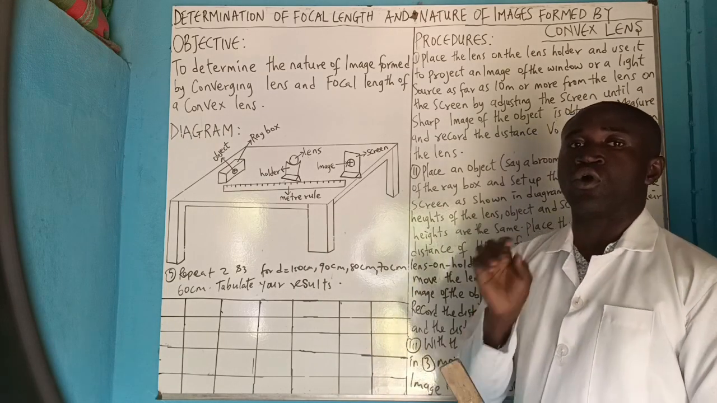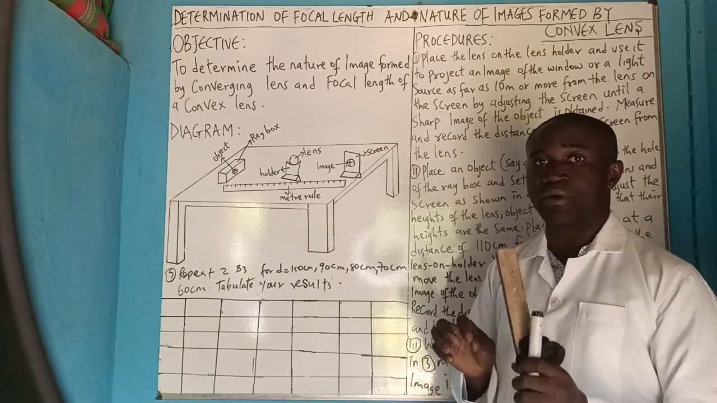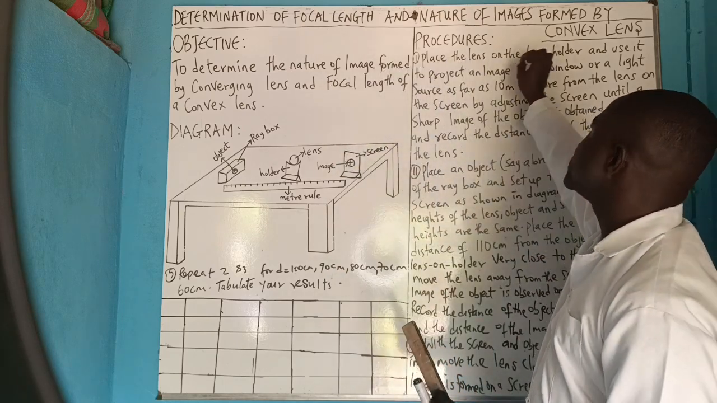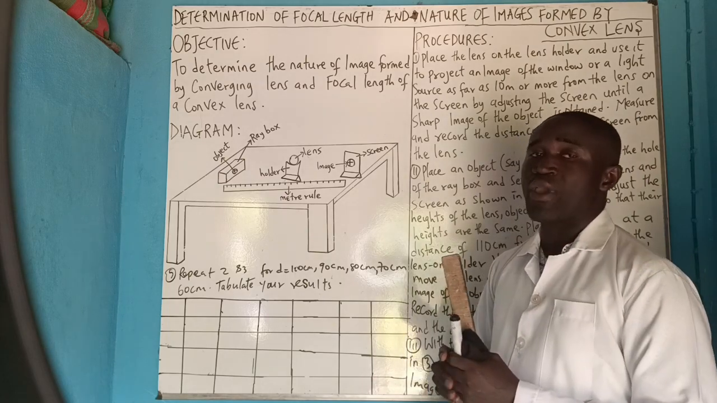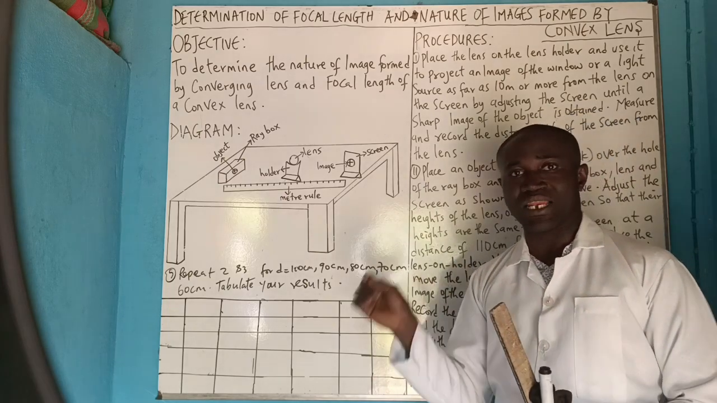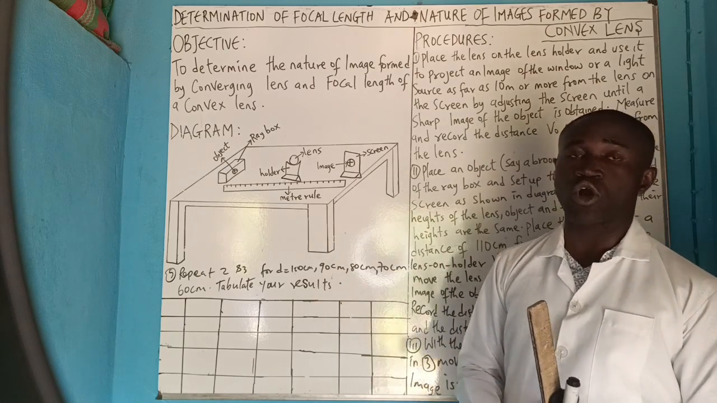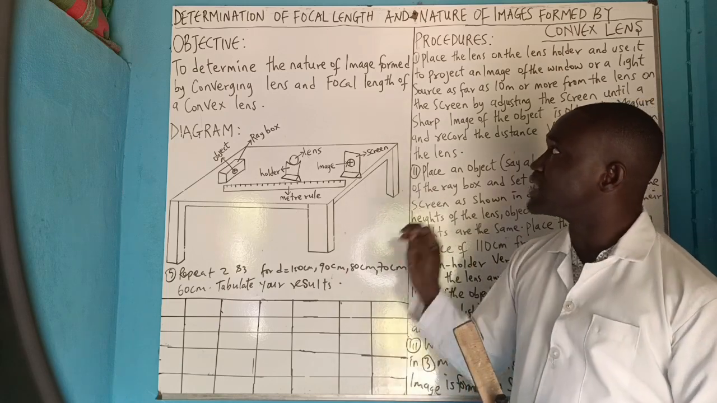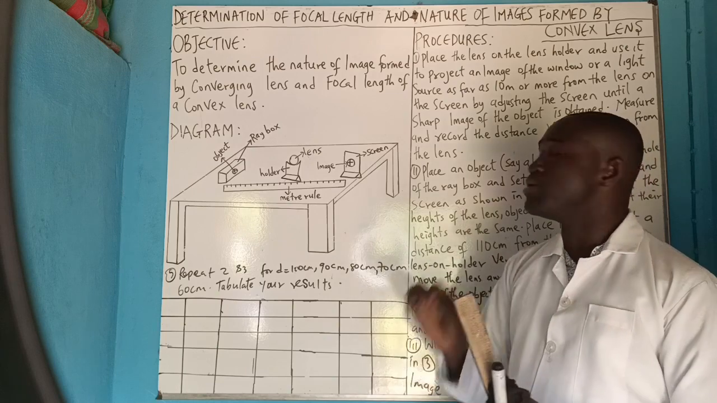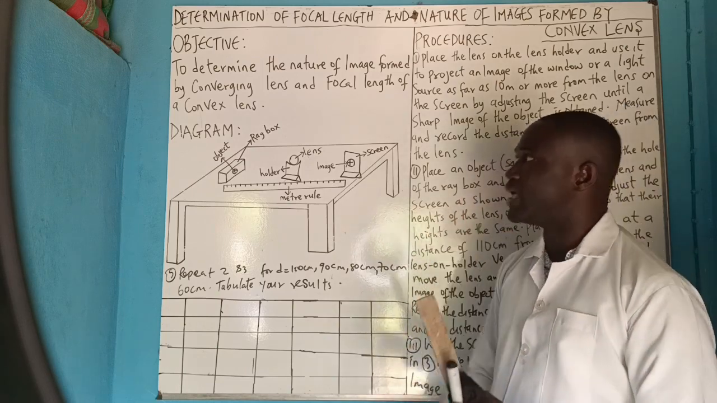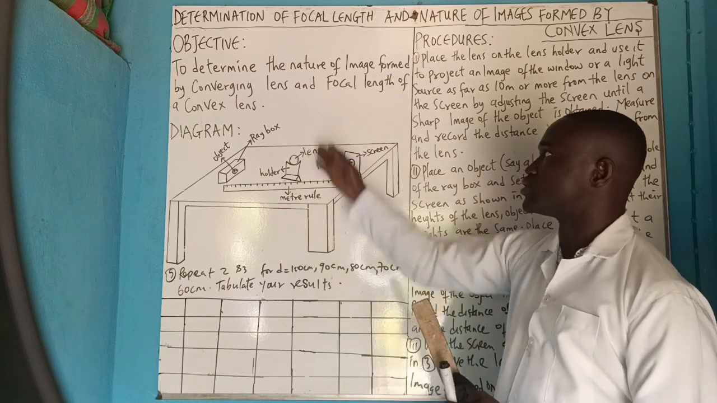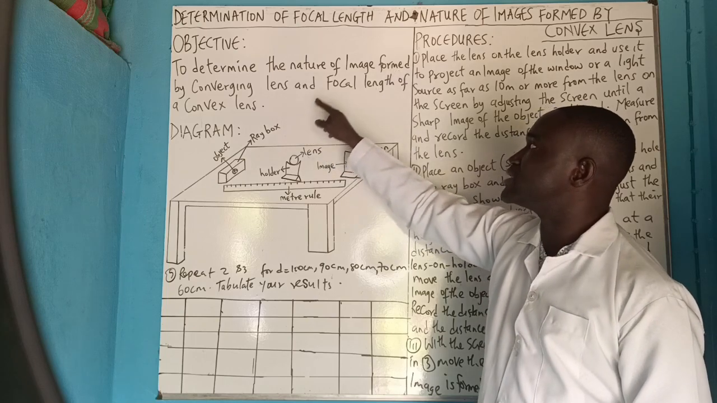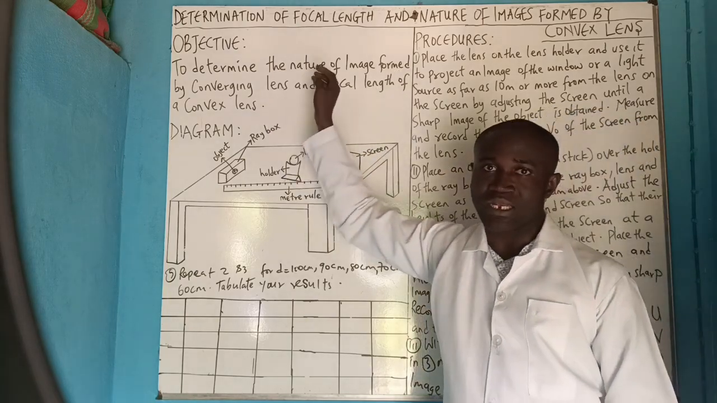In today's video, we want to discuss another experiment very important in physics, and that is determination of focal length and nature of images formed by convex lens. We have convex lens which we call converging lens, and we have concave lens which we call diverging lens. So this experiment will focus on determination of focal length and nature of images formed by what? Convex lens. It has the objective as shown on the board to determine the nature of image formed by converging lens and focal length of that converging lens.